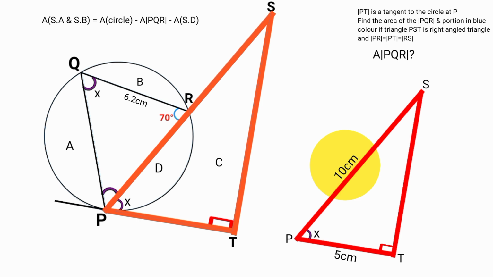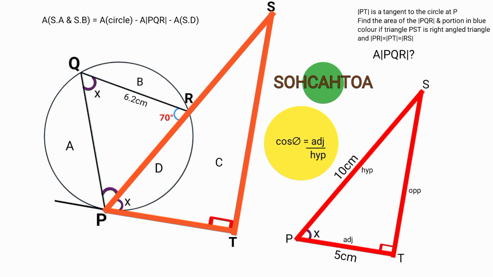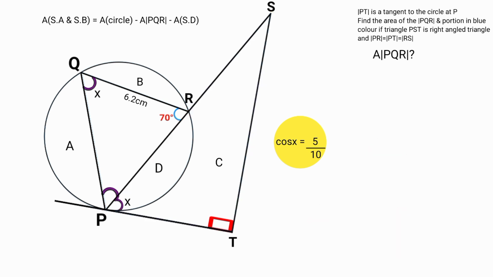So to find angle X now, we can use SOHCAHTOA. From angle X here, this side here is the opposite because it's facing angle X. This here is the hypotenuse because it's facing the right angle, and here the adjacent. So from this here, CAH, cos theta equal to adjacent over hypotenuse. Theta is this angle here, X. Adjacent is 5 centimeters and hypotenuse is 10 centimeters. So cos X equal to 5 over 10. 5 over 10 is 0.5. So cos X equal to 0.5.